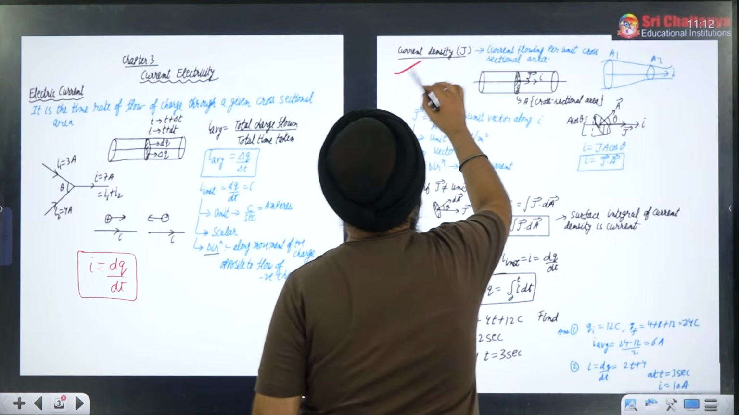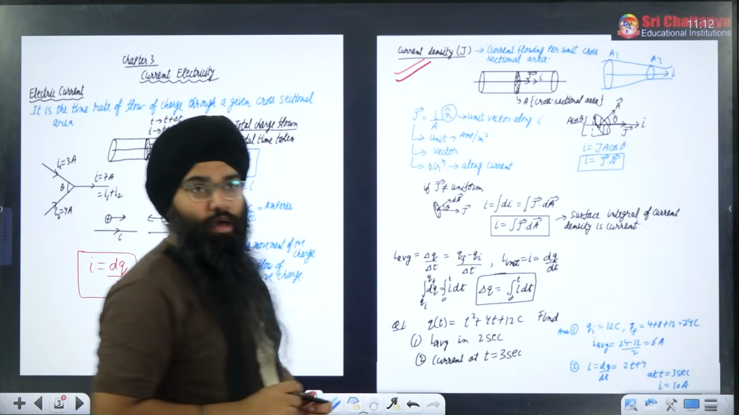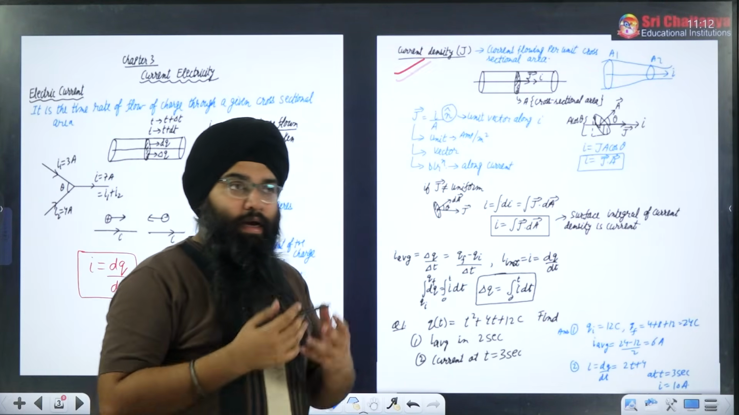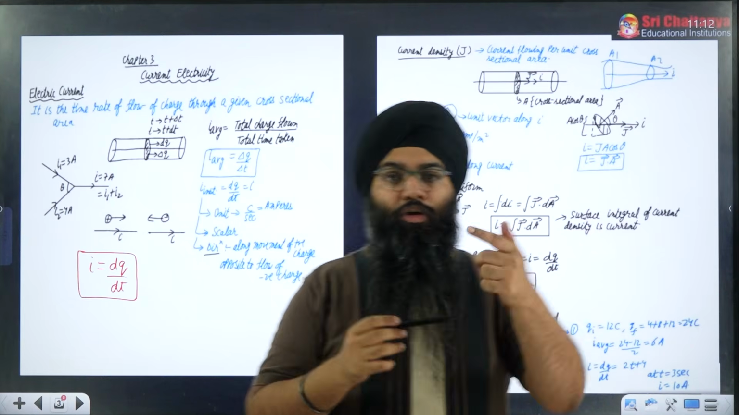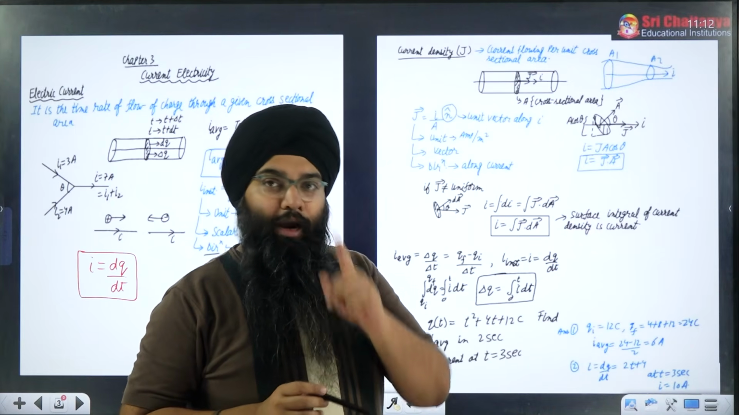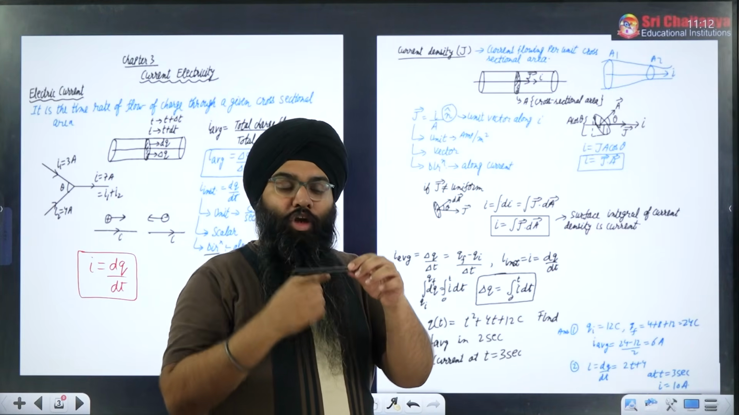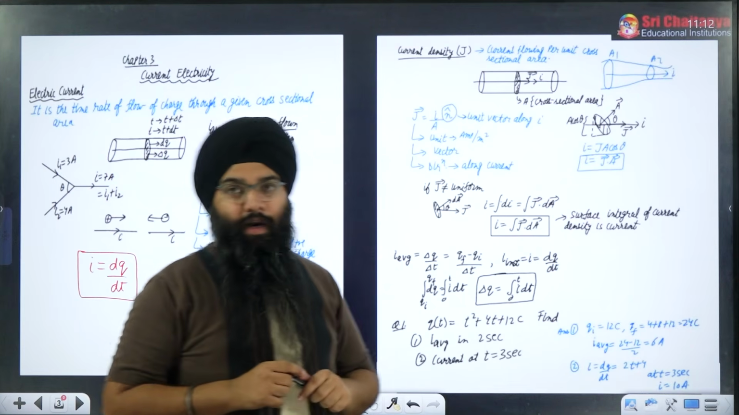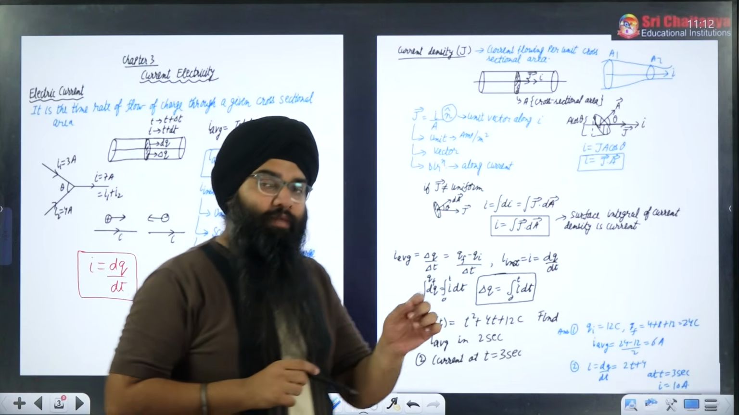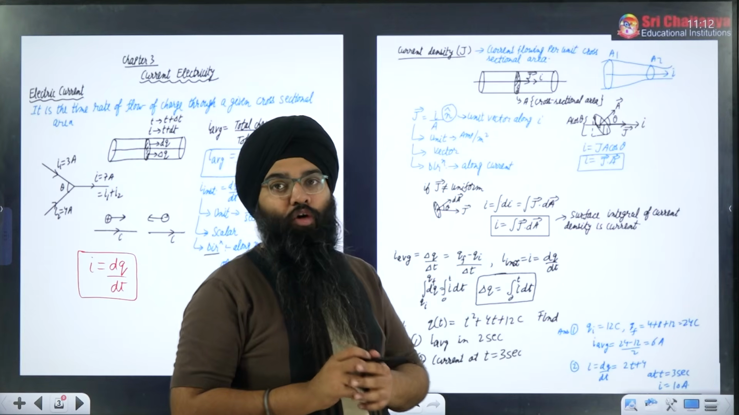Now let's go to the next concept, that is current density. What is current density actually? Current density is the current crossing per unit area of cross section. And always remember, whenever you take that area of cross section, it should be perpendicular to the direction of flow of current. Only that area you will take which is perpendicular to the direction of flow of current.